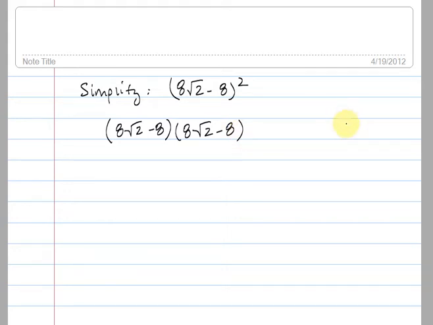A lot of people refer to this as the FOIL method, but really all you're doing is multiplying each term in this first set of parentheses by each term in the second set. So here's what it looks like.